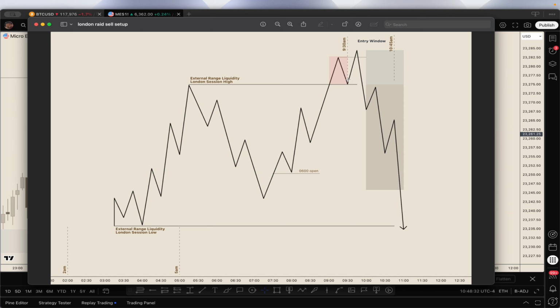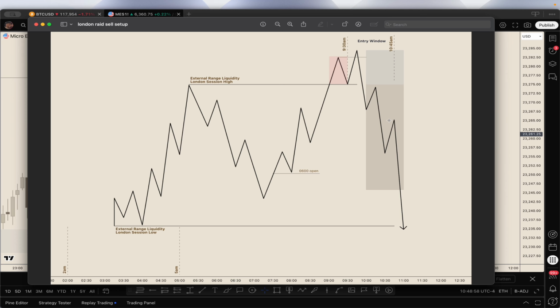My London session range is from 2 a.m. to 5 a.m. So I'm looking for price to go above that range, shift structure down, and then give me an entry to go short. All right, and I want to see that anywhere between around 9:30 a.m. to 10:45 a.m. That's my entry window for the actual button clicking, right? So I want to be inside of that trade within that time window.